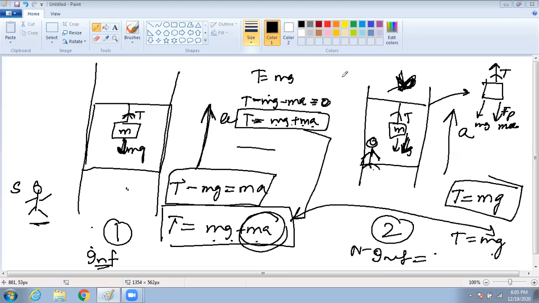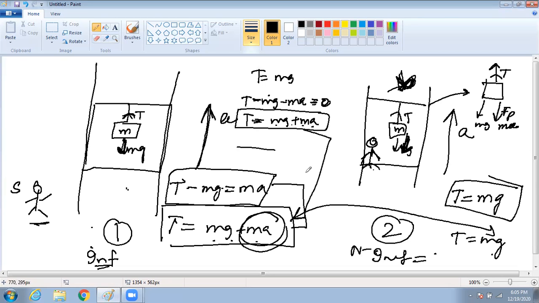So T equal to mg plus ma, no, sir? Yes. T equal to mg plus ma. But there is an issue. Why here ma? What happened to ma? So you have to apply ma downward. Then it becomes correct. Then both the equations match. Understood? Yes, sir. Okay.